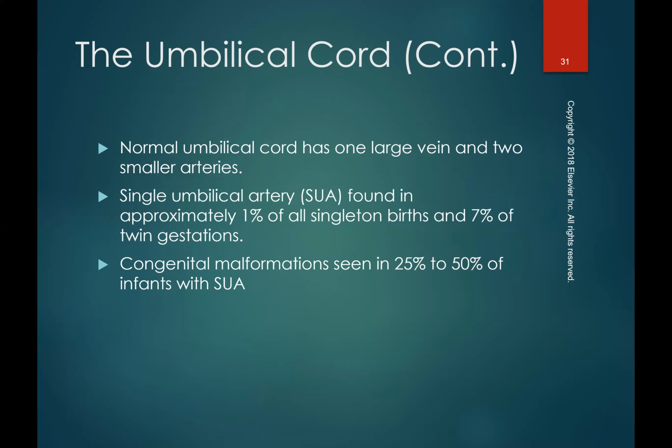The normal umbilical cord has one large vein and 2 small arteries. You need to know that for the rest of your life. The single umbilical artery is found in approximately 1% of all singleton births and 7% of twin gestations. So sometimes you can have just one artery and one vein, and not the normal 2 arteries and one vein. When that occurs, a lot of the time it's totally fine. We watch those babies a little bit closer, but it seems like congenital malformations are seen more in babies that have an SUA.